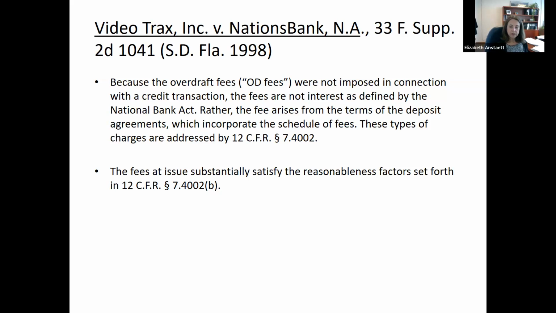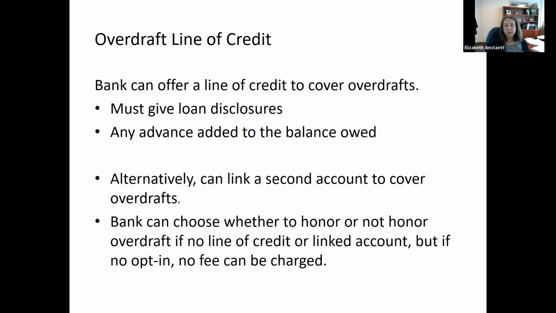And so now the area is far more developed in that a bank can and will offer an overdraft line of credit, and that is a credit account. You will get loan disclosures and understand all of that, and that would be agreed to upfront in advance. The customer must say, I want to have an overdraft line of credit because I don't ever want to have a check not go through. Also, a customer could have a secondary account that money can be drawn from.